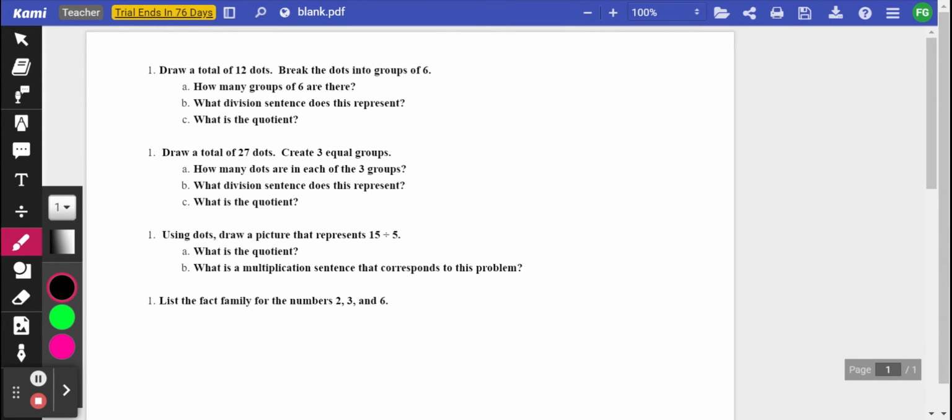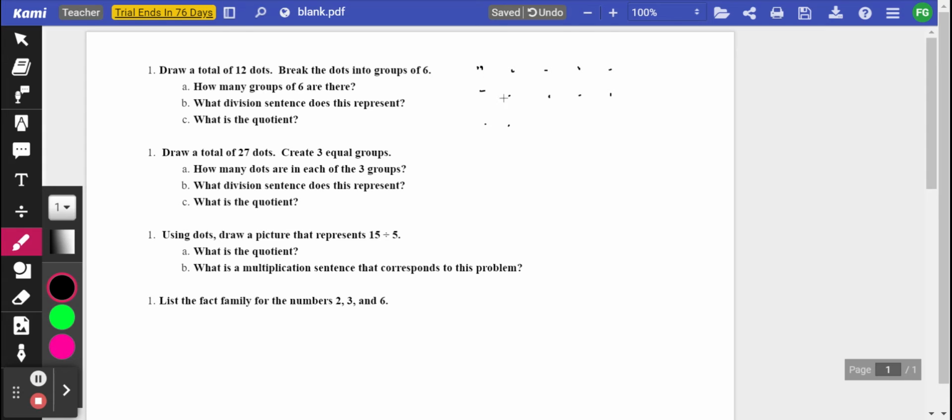Hello, for today's Try It section, we are drawing dots to figure out how division works. The first one we're working on tells us to draw a total of 12 dots. Okay, so we're going to do that. 1, 2, 3, 4, 5, 6, 7, 8, 9, 10, 11, 12. And then it tells us to break the dots into groups of 6. So we're going to get 6 dots in each group.